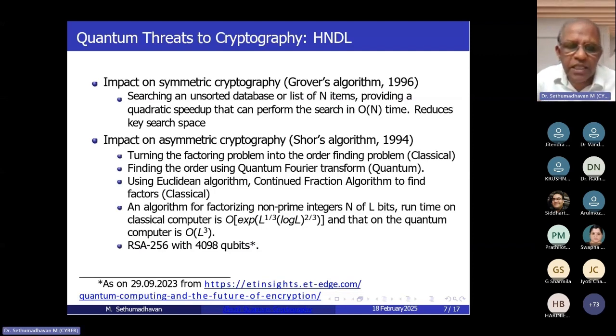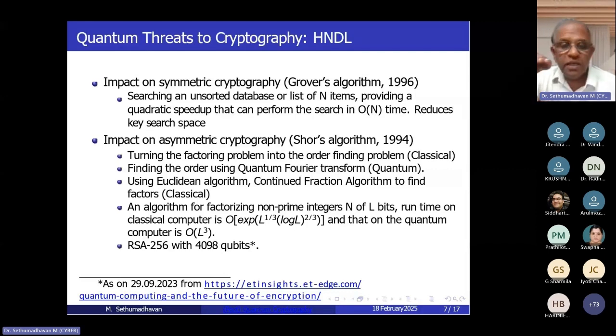Currently RSA 256, which nobody is using, can be broken with 4098 qubits. Now, currently we have only 5 qubits or something. So we don't know when we will get 4098 qubits. And by that time nobody is using RSA 256. So you need not worry about quantum computers breaking RSA now.